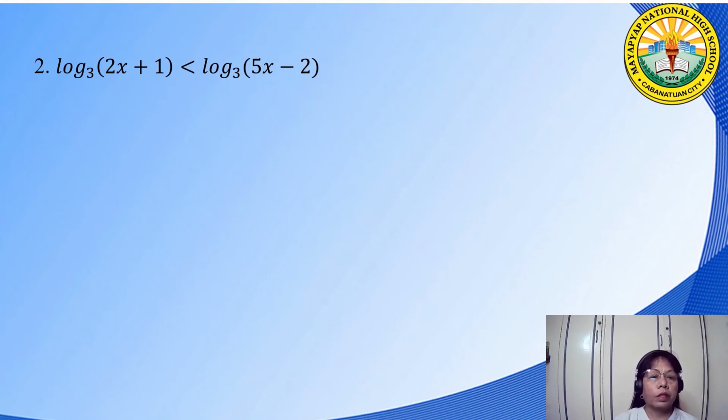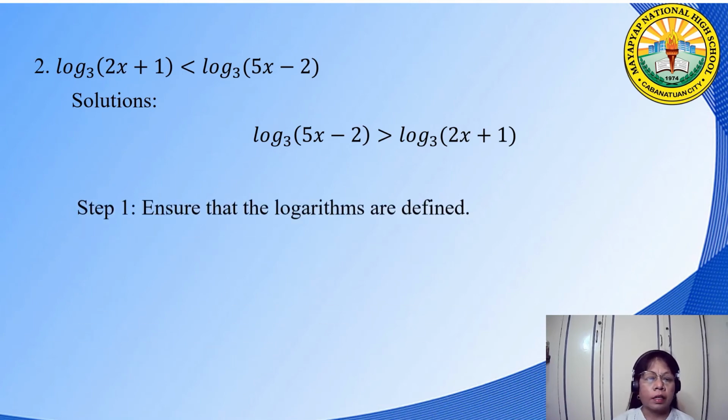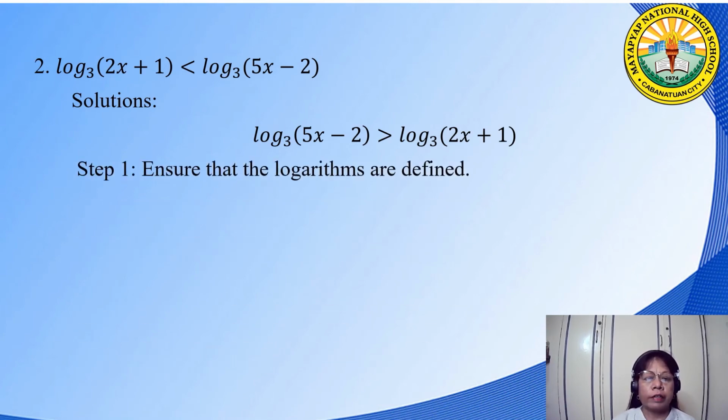Example number 2, logarithm of quantity 2x plus 1 to the base 3 is less than logarithm of quantity 5x minus 2 to the base 3. So reverse the inequality, it becomes logarithm of 5x minus 2 to the base 3 is greater than logarithm of 2x plus 1 to the base 3. Ensure that the logarithms are defined. So we have same bases. Quantity 5x minus 2 greater than 0 and quantity 2x plus 1 greater than 0.